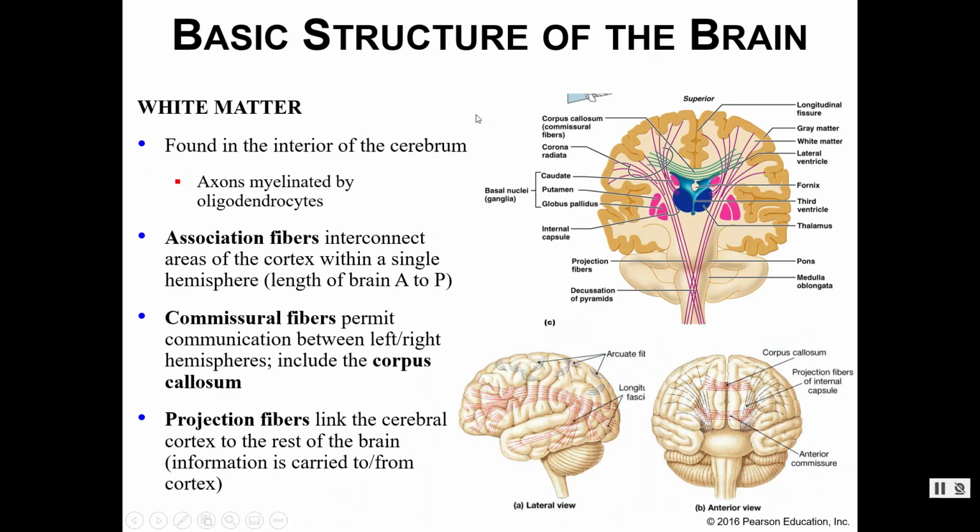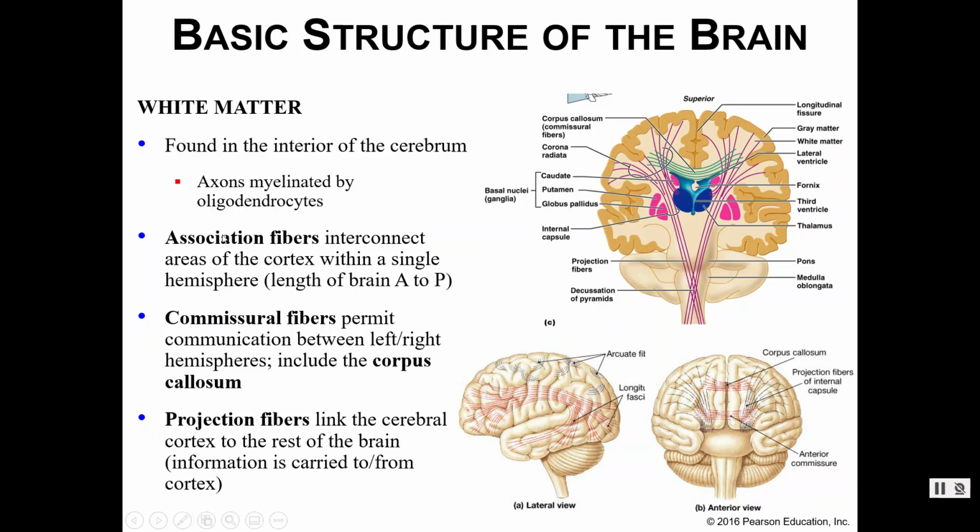But before we do, let's not forget that your brain also has white matter. This is located in the interior portion of the cerebrum. Remember, if it's white matter, we are finding myelin, and since this is the central nervous system, the myelin's coming from your oligodendrocytes. We have 3 types of fibers, neuron fibers that assist us with communication, both within the brain and then between the brain and other parts of the body.